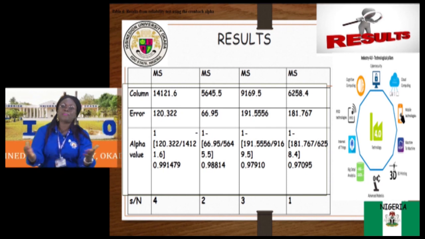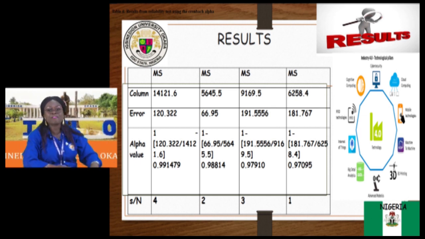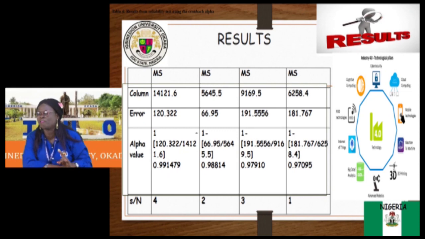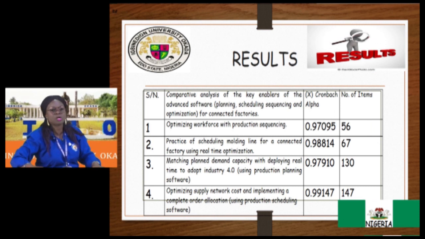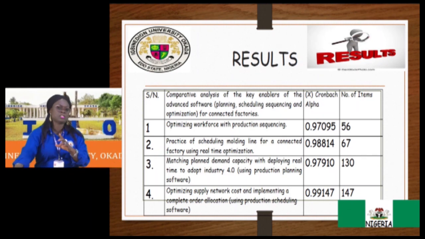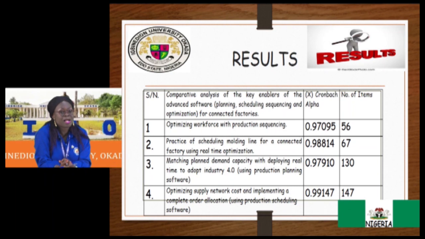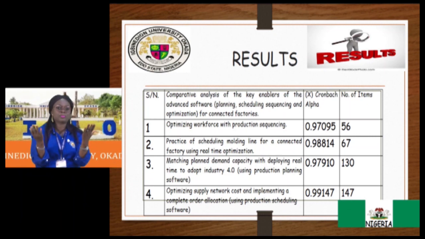The rule of thumb for reliability testing was that above 0.9 is excellent, and all the values were in the range of 0.9. Cronbach's alpha value of 0.99147 was recorded for the respondents who were of the view that optimizing supply network costs and implementing a complete order allocation using production scheduling sequencing was chosen over other key enablers as the most preferred. So, results. The results from reliability testing using Cronbach's alpha values checked the internal consistency of all the results that were recorded. And so what happened?